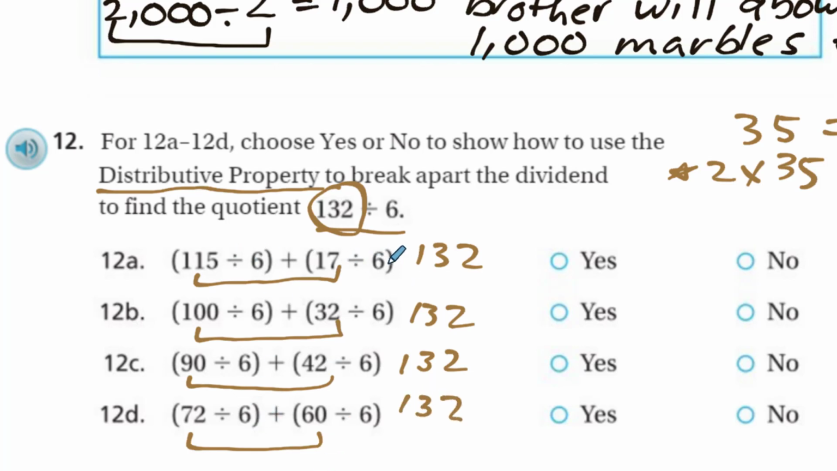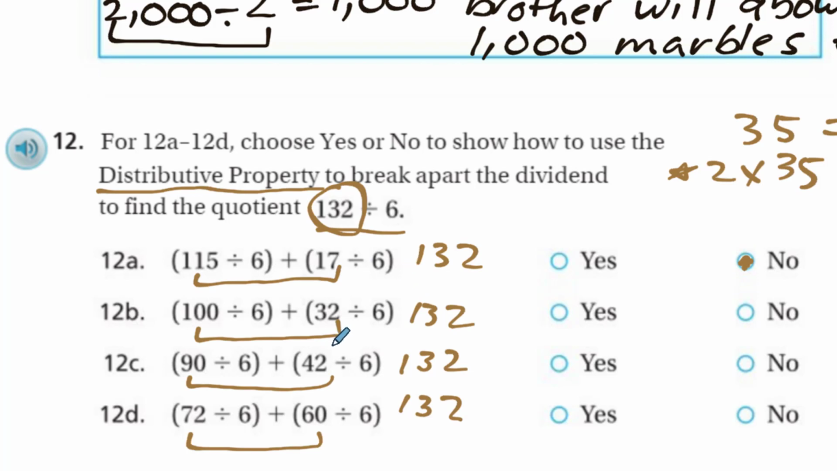But look at 17 divided by 6. Well, you couldn't do that, unless you're going to get a decimal over here. We wouldn't want that. So I would say no on this one because you can't take 17 divided by 6. I doubt you could probably do 115 divided by 6, but I know you can't do this one.